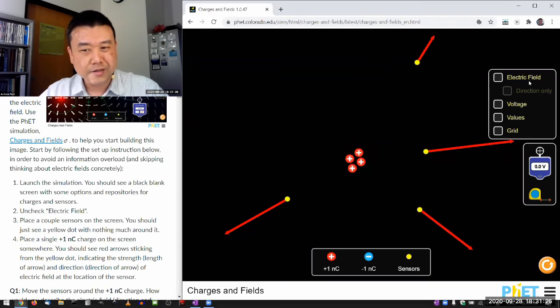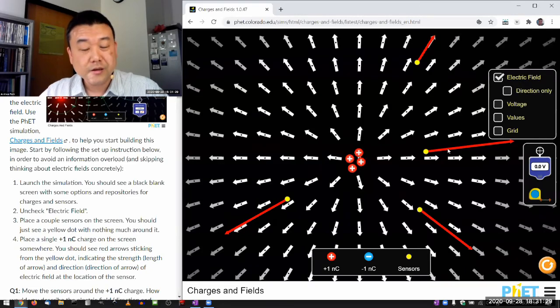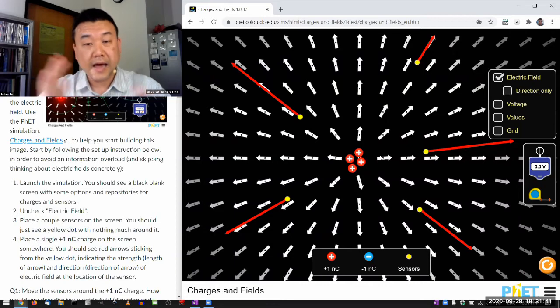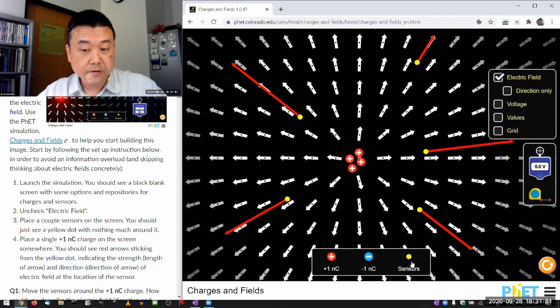So this is really the reason I tell you to turn off the electric field. When you run this simulation with the electric fields on, you are really getting more information than you would in a real lab, because in a real life lab, you don't literally see the electric field, but you know it's there. You understand that it's a property of space, and the way you know it is because if you place a test charge somewhere, the test charge would act according to the electric force, which comes from the electric field.